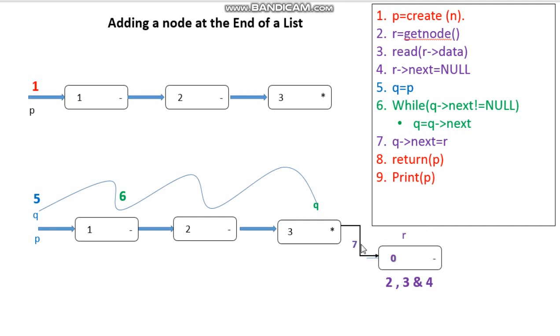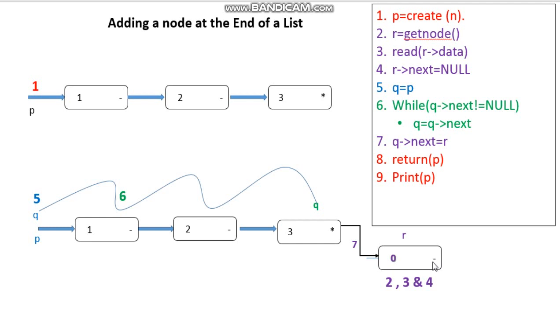So let's forget about the connections. Let's just imagine there is a node that is going to be created called R. So step number 2, 3, 4 works. So R equal to get node. So a new node is created and it reads a value 0. Of course, if you want to keep the sequence, you can put 4 as the value, and this is going to be the last node in the final list when it is added.